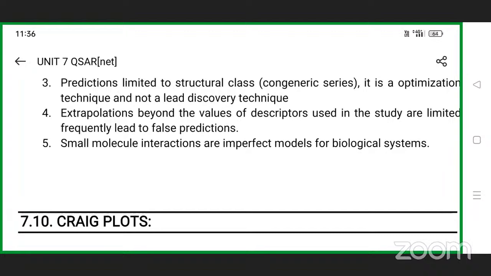Besides these disadvantages, it also has some advantages, and it is one of the approaches for considering all these descriptors to generate a QSAR model.